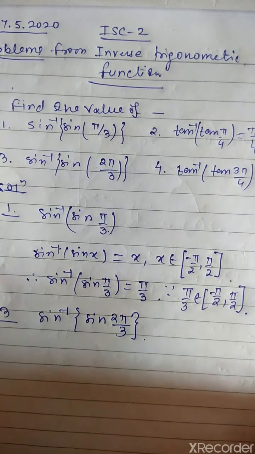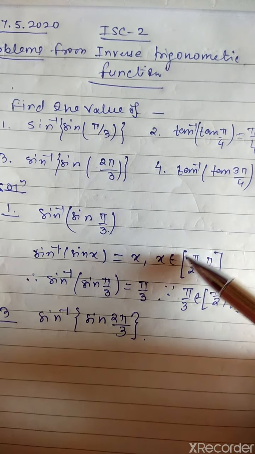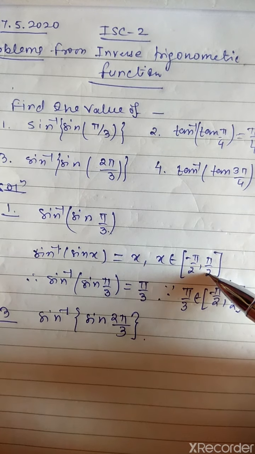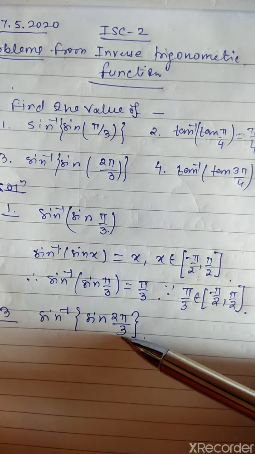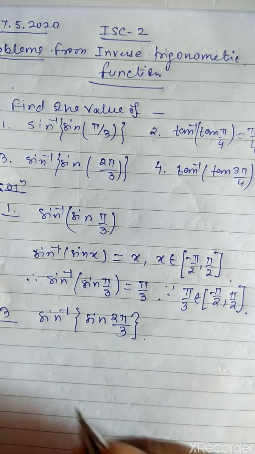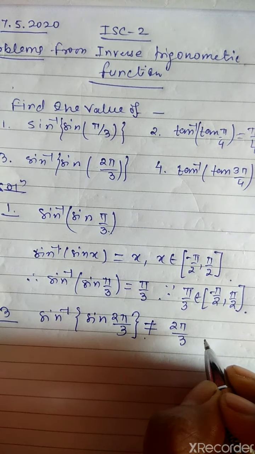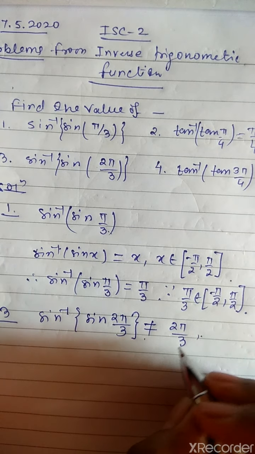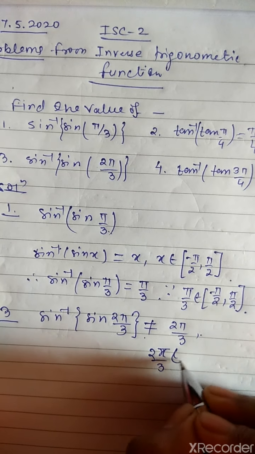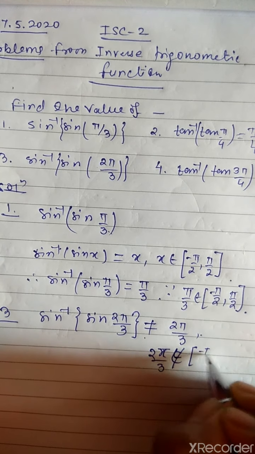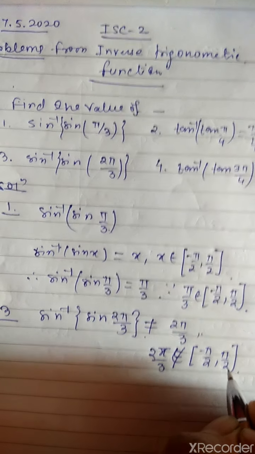But we have seen that x belongs to the range minus pi by 2 to plus pi by 2. So here we have to make some changes in the angle. This cannot be equal to 2 pi by 3, because 2 pi by 3 does not belong to minus pi by 2 to plus pi by 2.